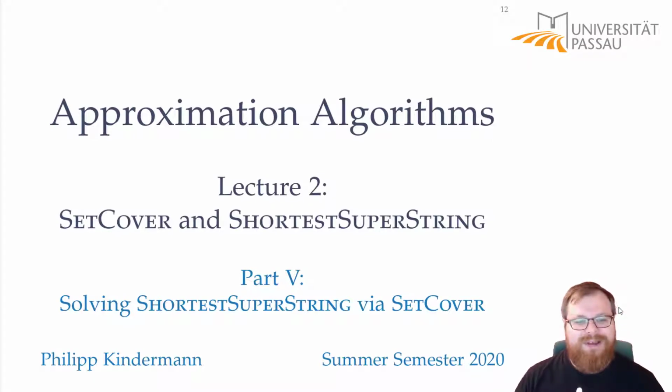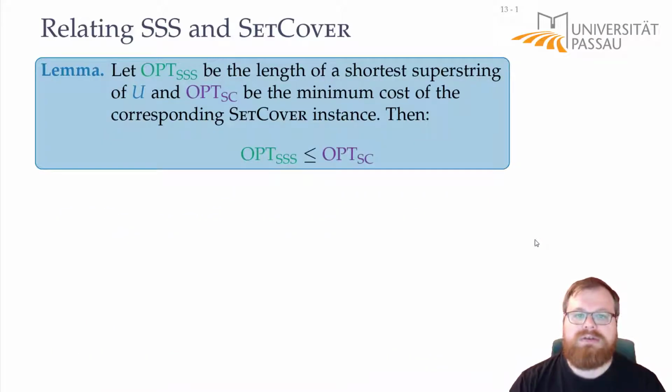We have learned about set cover, we have learned about the problem shortest superstring, and we found a way to model it as a set cover problem. And now we want to relate the optimum solution of our shortest superstring problem with the optimal solution of the set cover instance that we created. There are two directions we have to look at. The first one is, how is the optimum solution of shortest superstring upper bounded by the optimum solution of our set cover instance? And the other one is the other direction. How is the optimum solution of the set cover instance upper bounded by the optimum solution for shortest superstring? We'll start with the first direction.